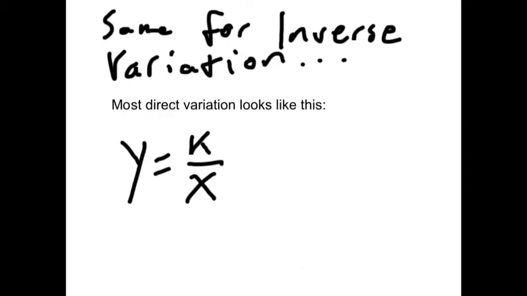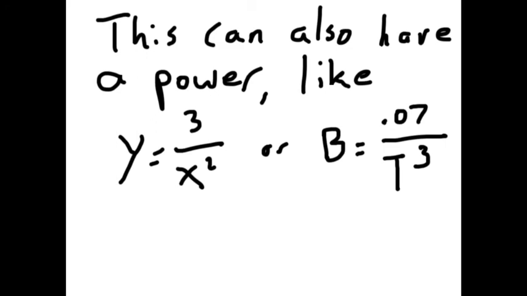It works the same for inverse variation that we're familiar with. Most inverse variation looks like this. Y equals k divided by x instead of times, or y equals k over x, where k, again, is some constant of proportionality. This can also have a power. Just like the direct variation, we could have y equals 3 divided by x squared, or b equals 0.07 over t cubed, which is t raised to the third power.